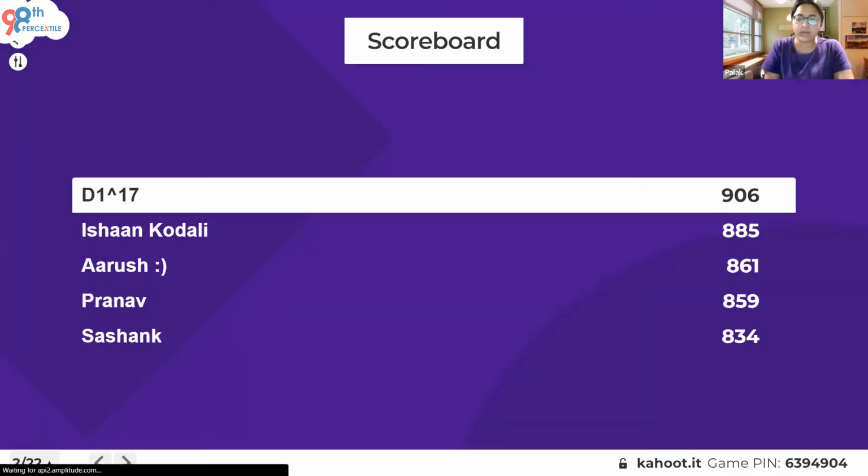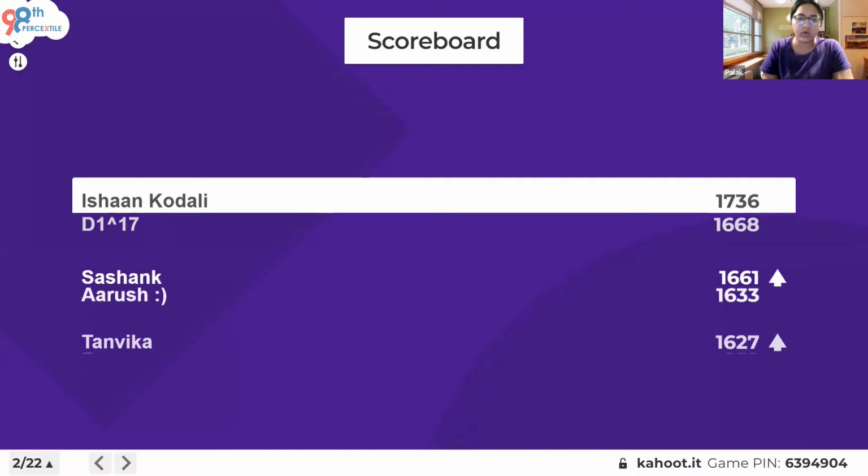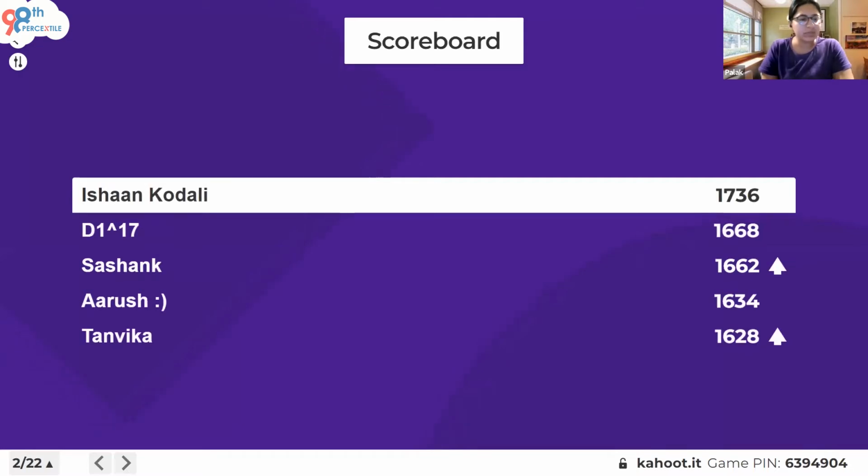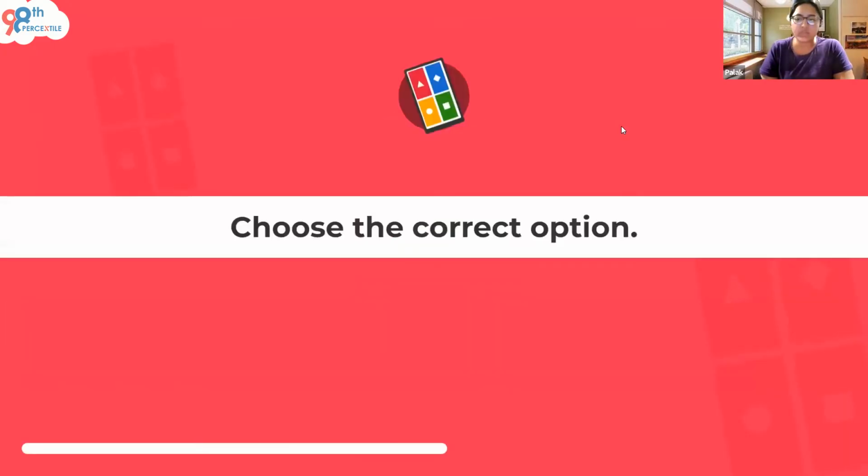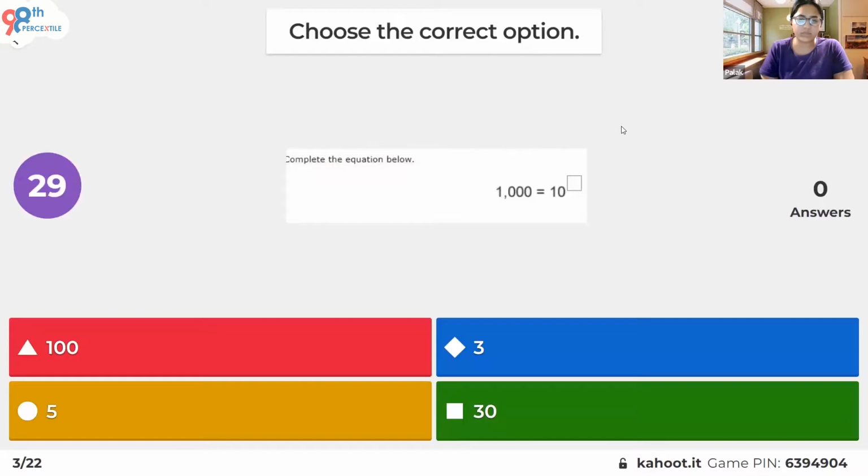Okay, good job. Let's have a look at the leaderboard. And Ishan has moved up a place. Sashank and Arush have switched positions, and Tanvika is up here. Good. Let's have a quick look at the third question. You need to complete the equation below. 1000 is 10 raised to what number?